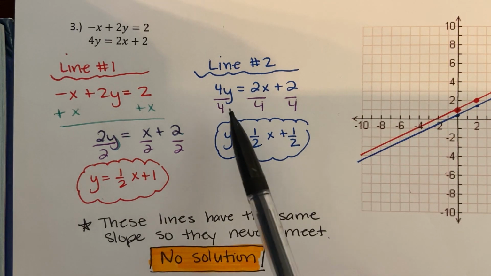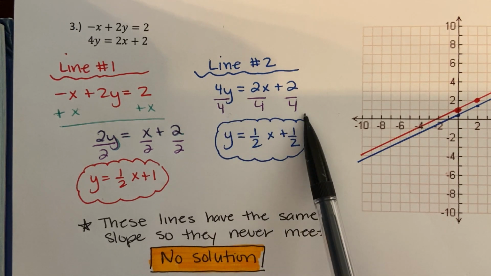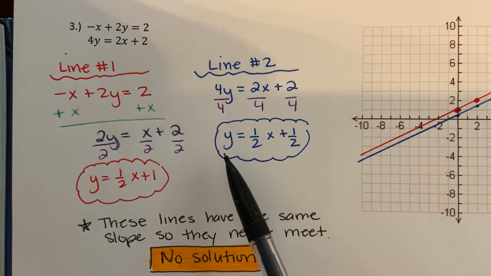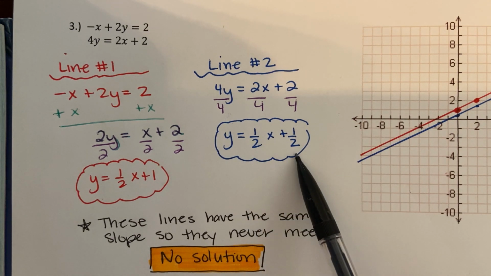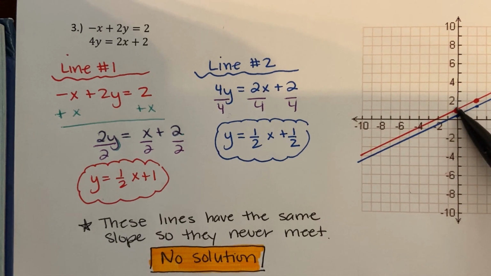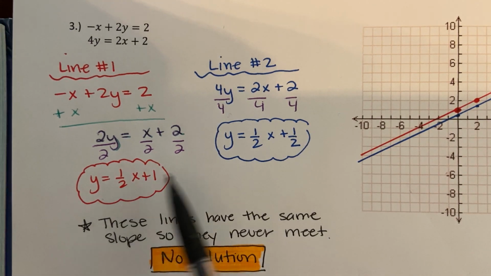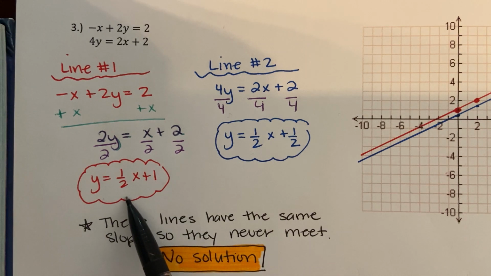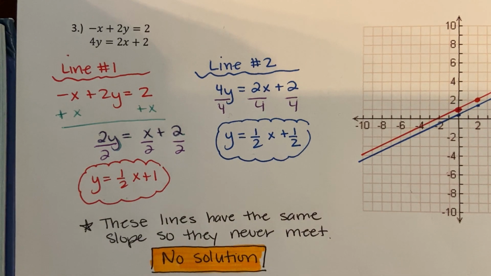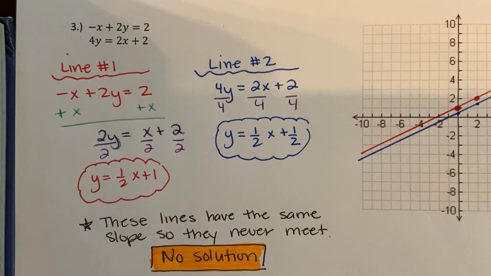For line number 2, I have to get y by itself, so I want to divide everything by 4, and that's going to give me the equation y equals 1/2 x plus 1/2. So I'm going to start at 1/2 on the y-axis and go up 1 over 2, up 1 over 2, and I can draw that line in as well. When I take a look at these two equations, they have the same slope, which means they're never going to meet. If they're never going to meet, they can't have a point of intersection. So anytime I have parallel lines, my answer is no solution.